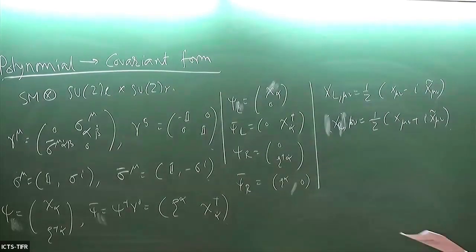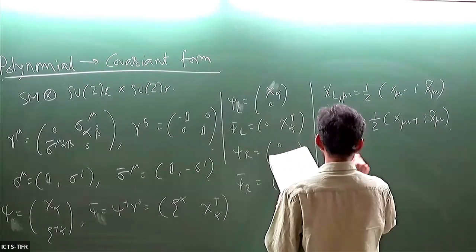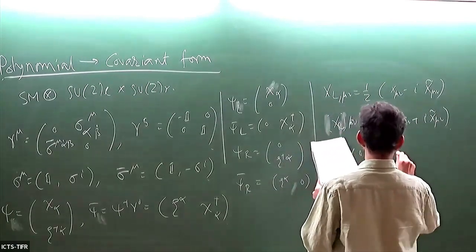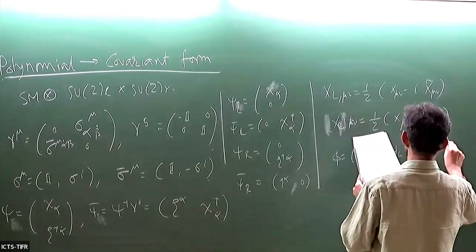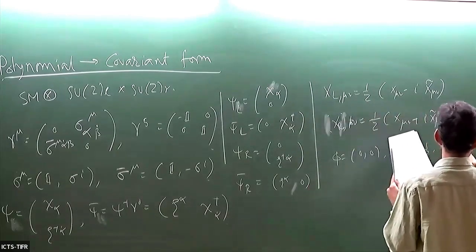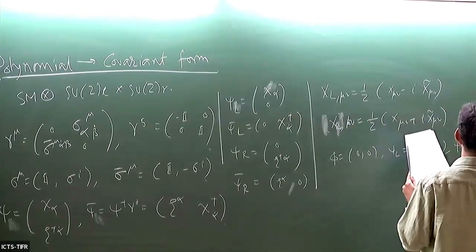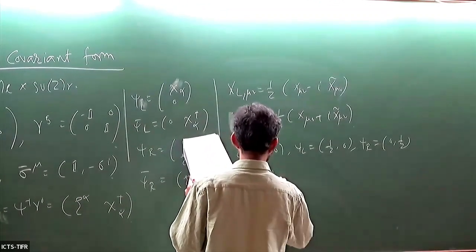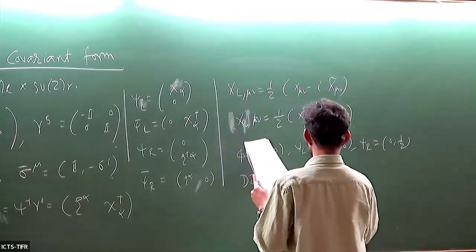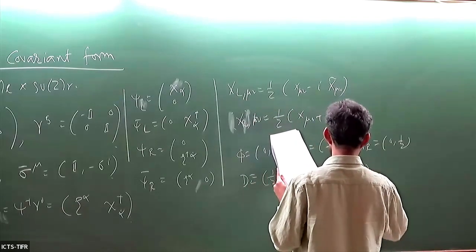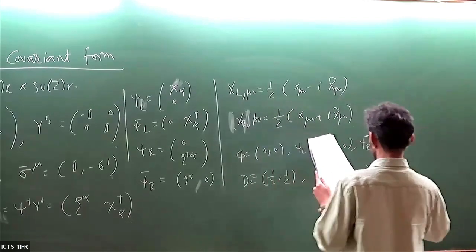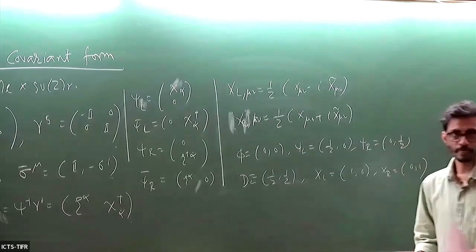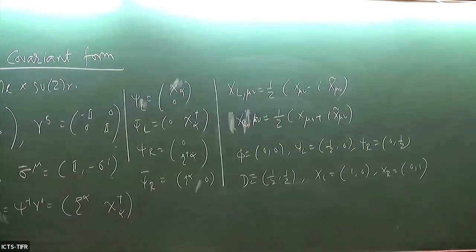Okay. So representation wise, phi is transforming as (0,0), psi l as (half,0), psi r is (0,half), D is like a bispinor, X_L is (1,0), X_R is (0,1). Right, so I have written down all my fields in this way.